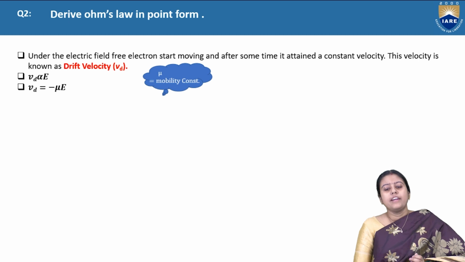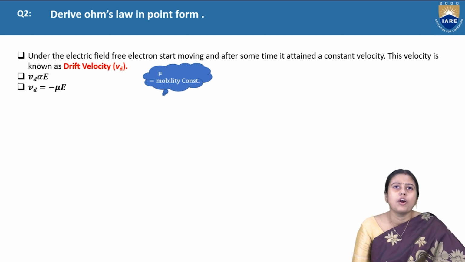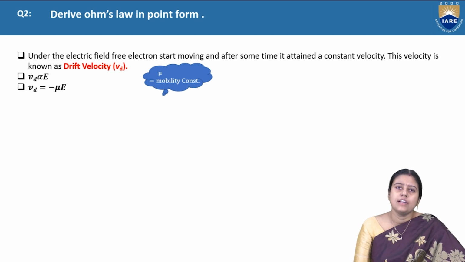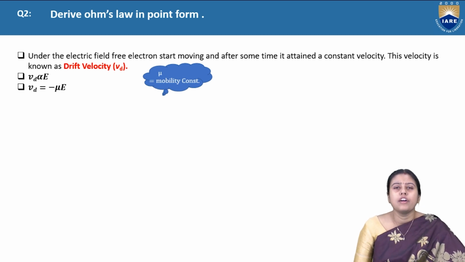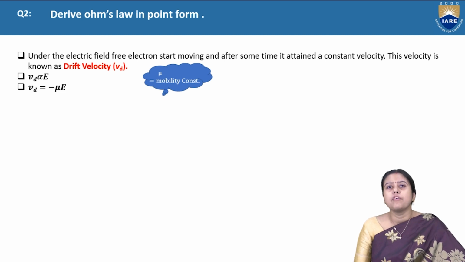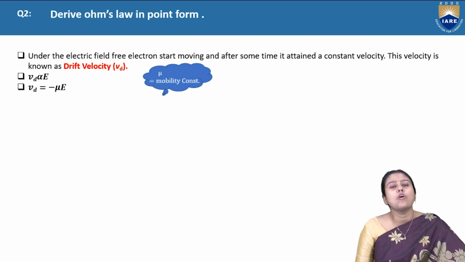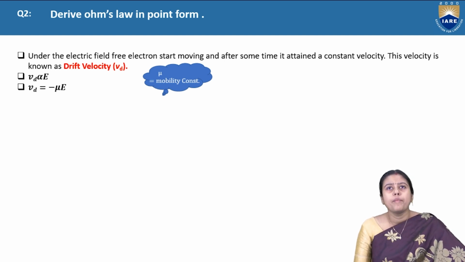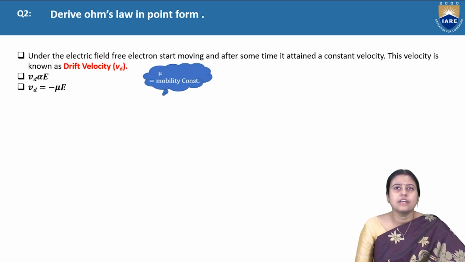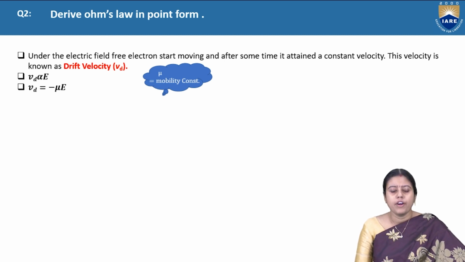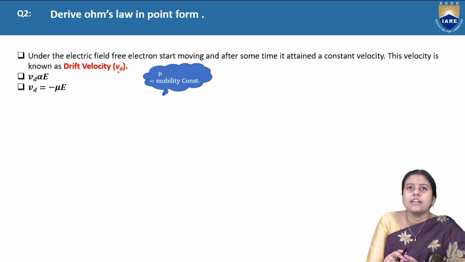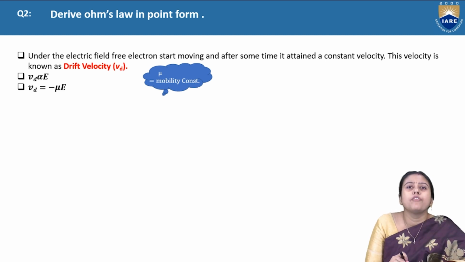So next question: derive Ohm's law in point form. What is Ohm's law? When temperature, pressure and other physical conditions remain constant, the current flowing through a conductor is directly proportional to the voltage across it. But this is Ohm's law in its normal or scalar definition. Now we are moving to the vector definition, and we will discuss Ohm's law in point form. Before starting, we will discuss what drift velocity is. So what is the flow of current?